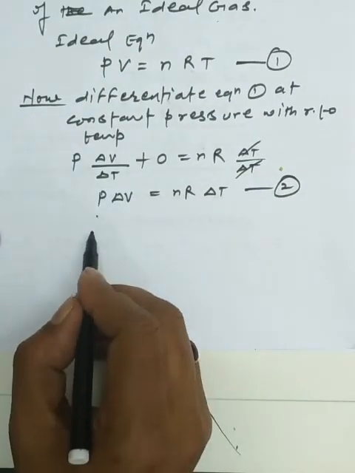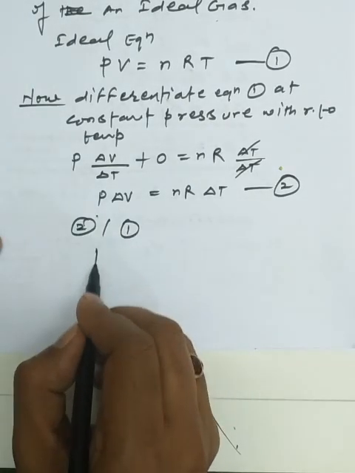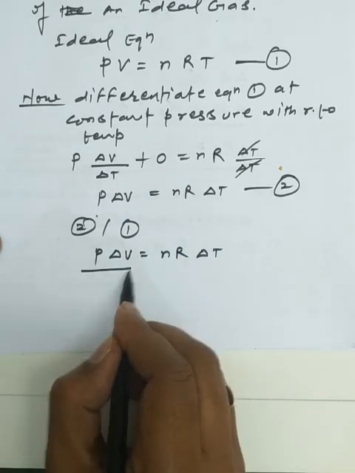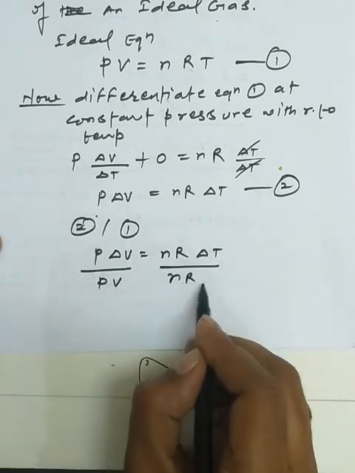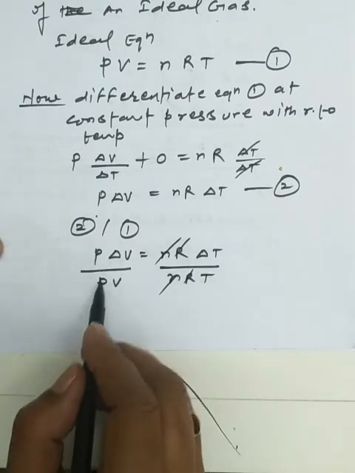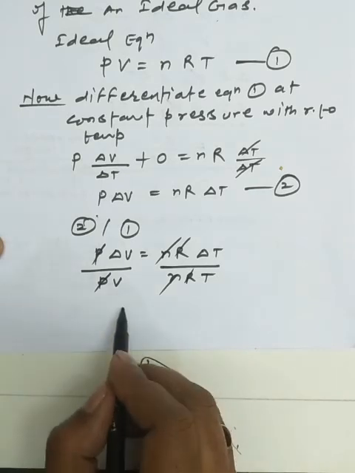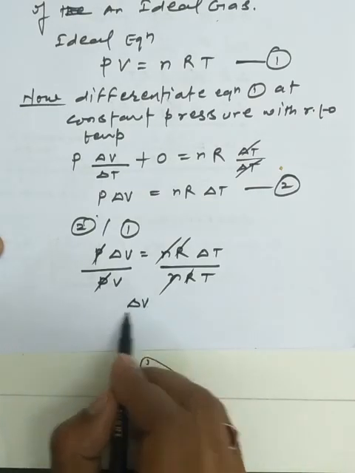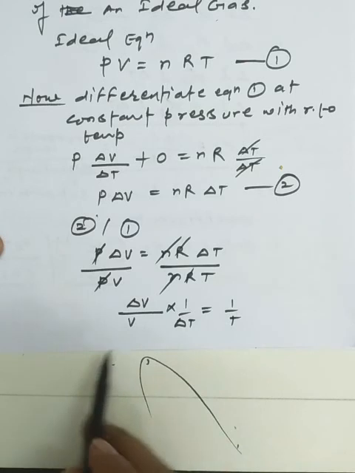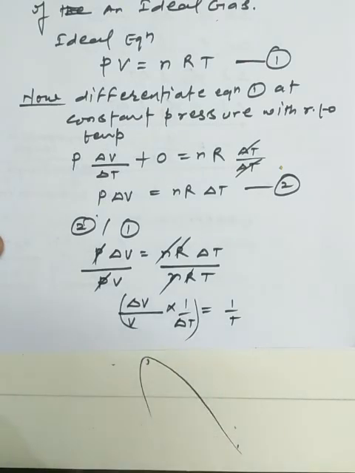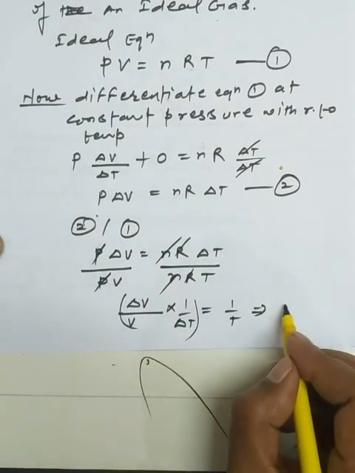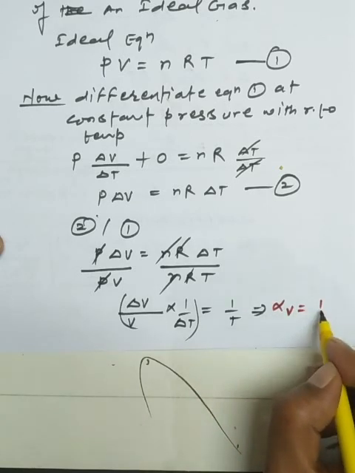Now we divide equation number 2 by equation number 1. So we get P delta V equal to nR delta T, divided by PV equal to nRT. n cancels n, R cancels R, and P also cancels P. After simplification we get delta V upon V, times 1 upon delta T, equal to 1 upon T, and this whole fraction works like the volume expansion coefficient. So I replace it and write that alpha V is 1 upon T.